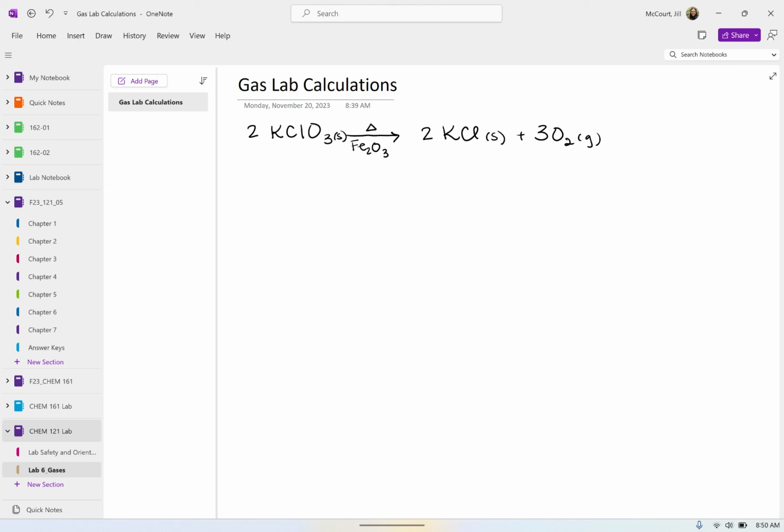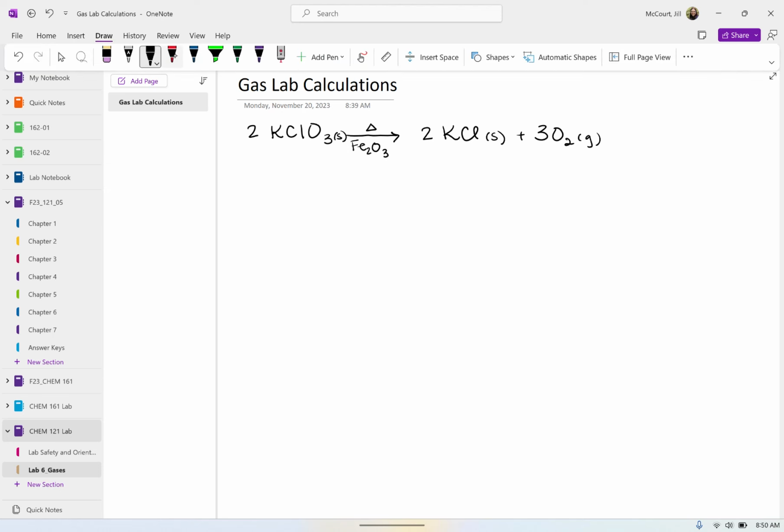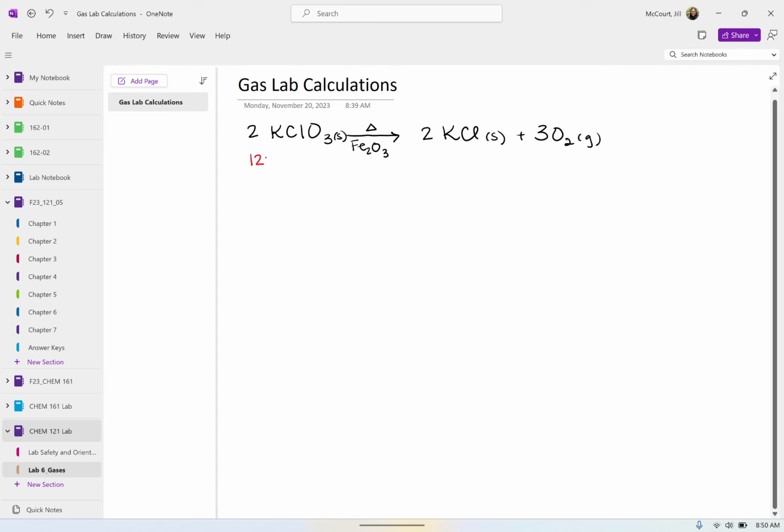And then we are also going to need a little bit of information about our compound. So our potassium chlorate is 122.5, I believe, grams per mole. And we used 0.300 plus or minus 0.002 grams.